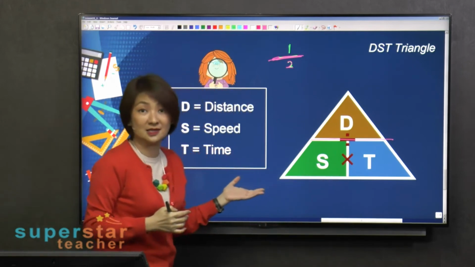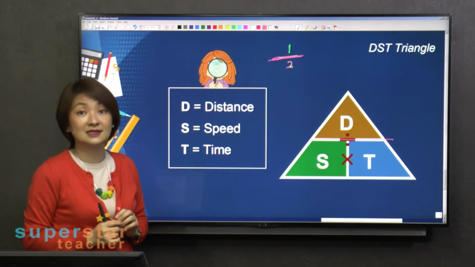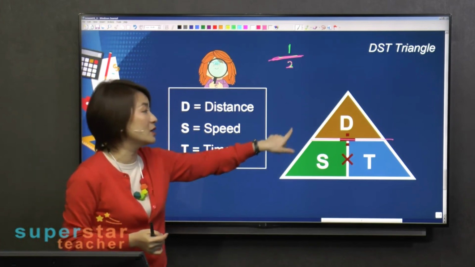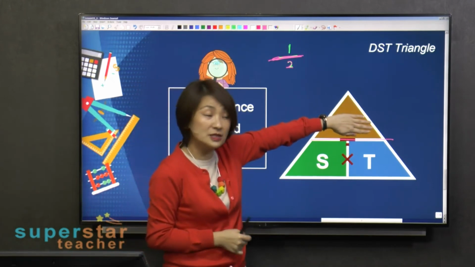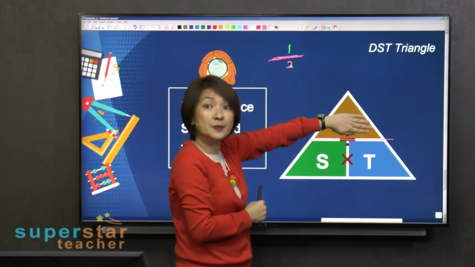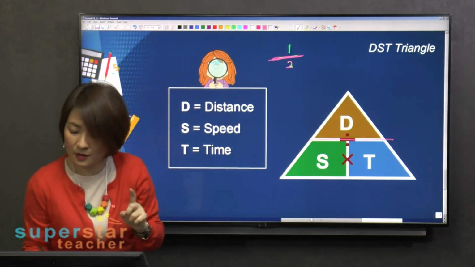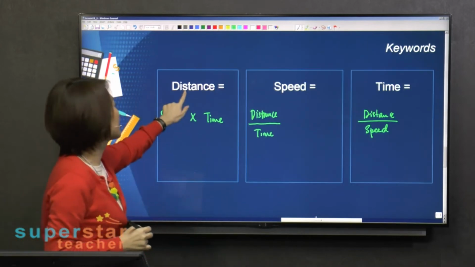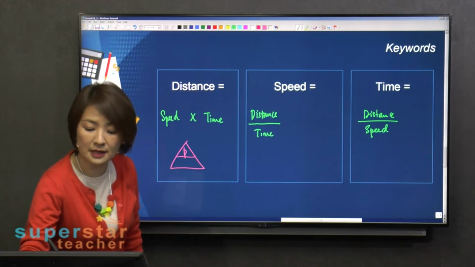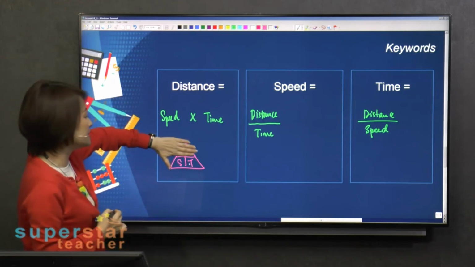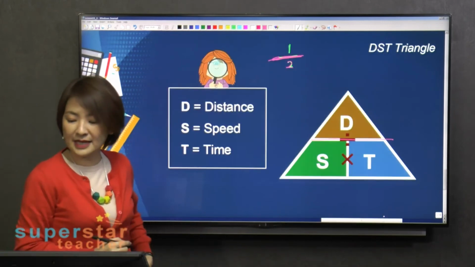How do you use this triangle? Very simple. If I want you to find distance, all you need to do is draw this triangle, put in the DST, and then you cover this. I want to find distance, right? Cover this. What is it? Speed times time. To find distance is speed times time. Let's do a check. To find distance, speed times time. So if I draw this triangle, D, S, and T, I cover the D, speed times time. Beautiful, isn't it?